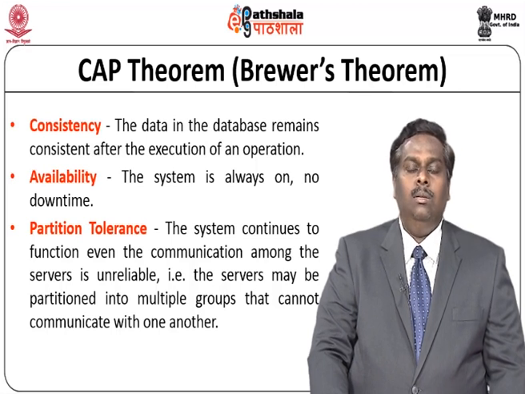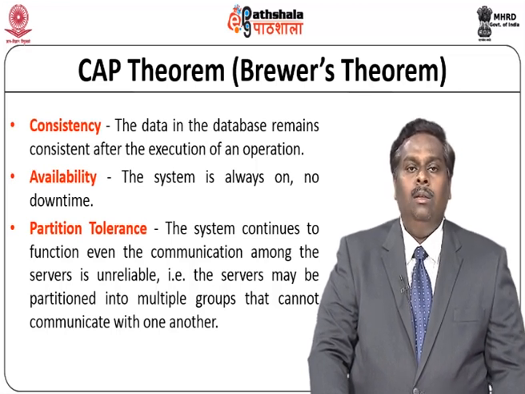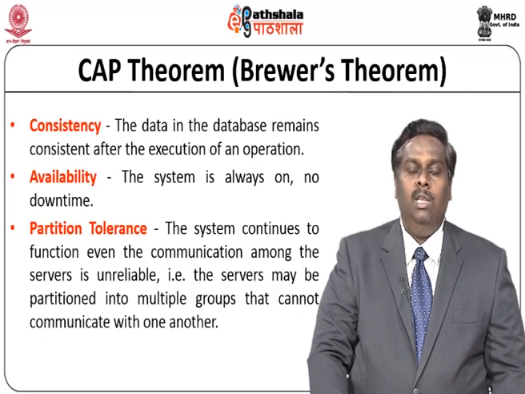The third abbreviated component P is partition tolerance, meaning the system continues to function even when the communication among the servers is unreliable. In other words, the servers are actually partitioned into multiple groups, and these multiple groups need not be in a position to communicate with each other, but still the communication is always up.